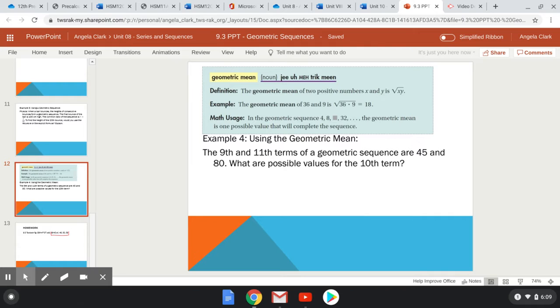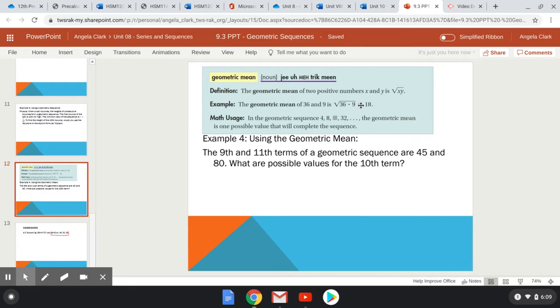So let's look at what this is going to look like. For example, if you're looking for the geometric mean of 36 and 9, that's going to be 36 times 9 square rooted. So if you put that in a calculator or did it in your head, you would get 18. I don't think I could do that in my head. Most of you don't know what 18 squared is. Anyway, so you would get 18.